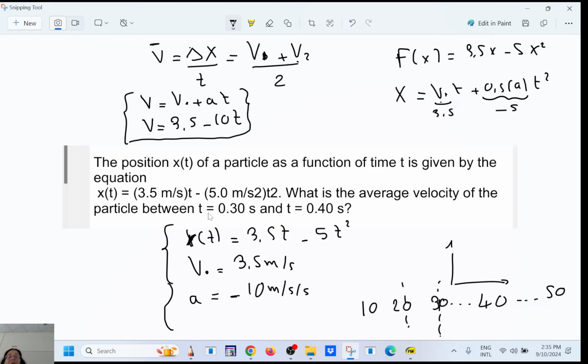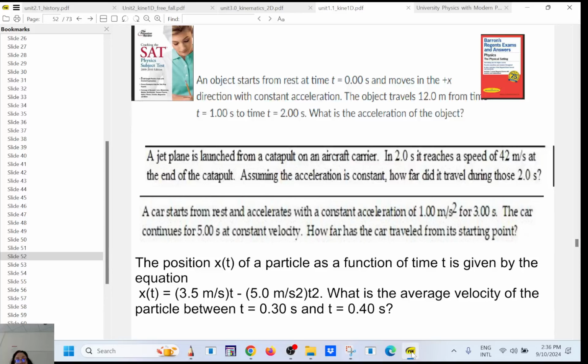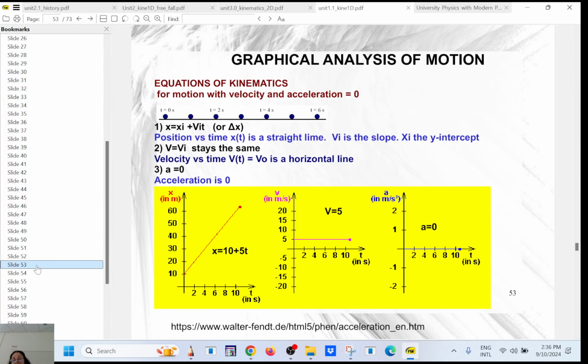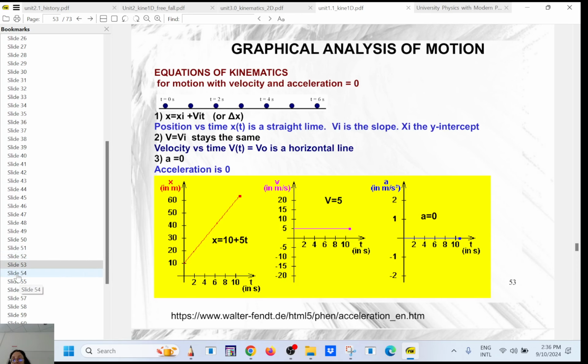So can you find the velocity at t equals 0.3? Yes, you plug it in. Can you find the velocity at t equals 0.4? Yes, you plug it in. Can you find the average velocity? Yes, okay, let's keep that for the next pop quiz. Because if you stare like this, nothing will come out. You have to do it on your own. Right, you get the idea? Okay, let's move on. But do save.